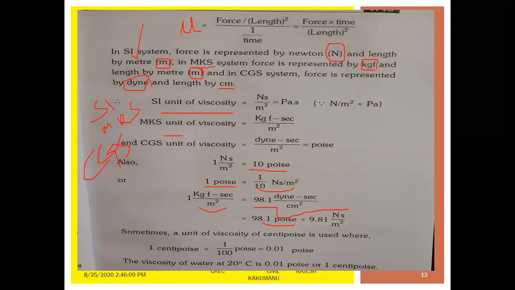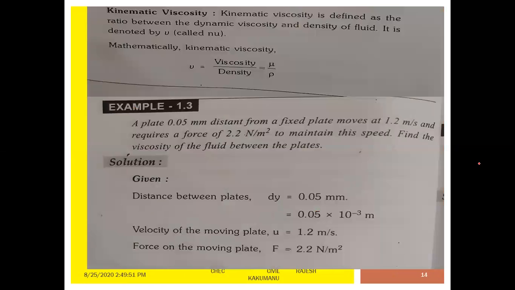1 poise is equals to 1 by 10. అందుకే ఇక్కడ 98.1 నుంచి 9.81 దగ్గరికి వచ్చింది, right? Sometimes the unit of viscosity centipoise is used, where 1 centipoise is equals to 1 by 100 poise. So 1 poise is equals to 1 by 10, 1 centipoise is equals to 0.01. Now the viscosity of water at 20 degrees centigrade is equals to 0.01 poise or 1 centipoise. So you have to remember these things only from the problems point of view.